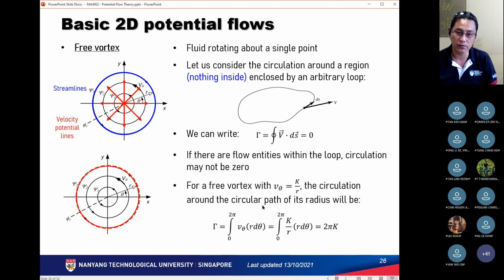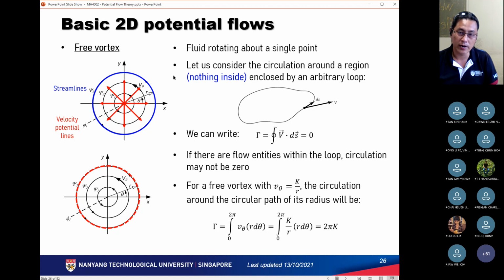In fact, for a free vortex, whereby the tangential velocity is defined as k over r, where k is the strength of the free vortex, if you calculate the circulation around a circular path of radius r, around this circular streamline that has the center of the free vortex enclosed in it, the circulation can be worked out to be equal to 2πk.